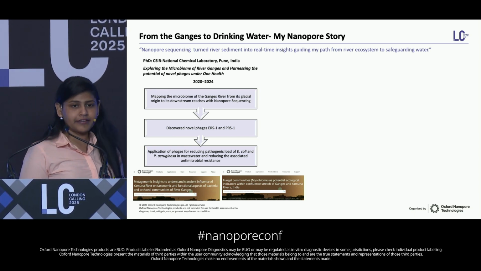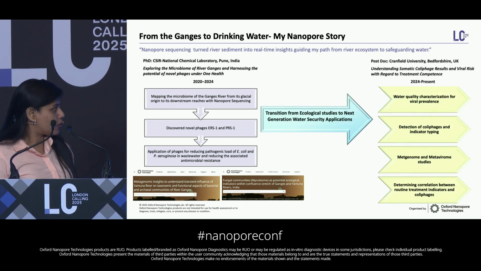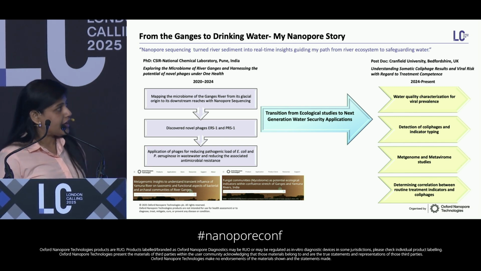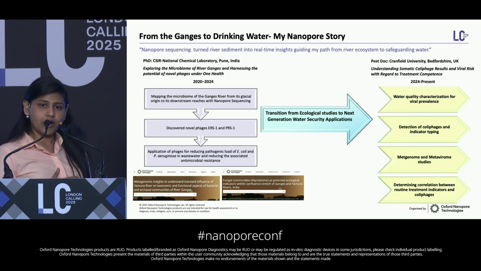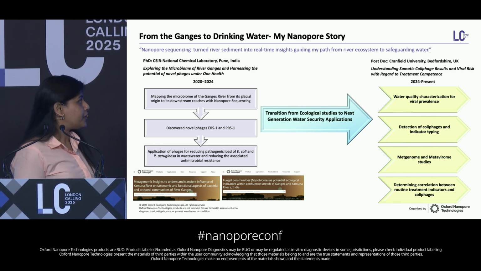This is how I gained expertise in that, and now I'm using that expertise to translate the ecological studies into next generation drinking water security applications. Here in Cranfield, I'm working on drinking water treatment plants and assessing how these virome studies can be useful to tackle viral contamination.